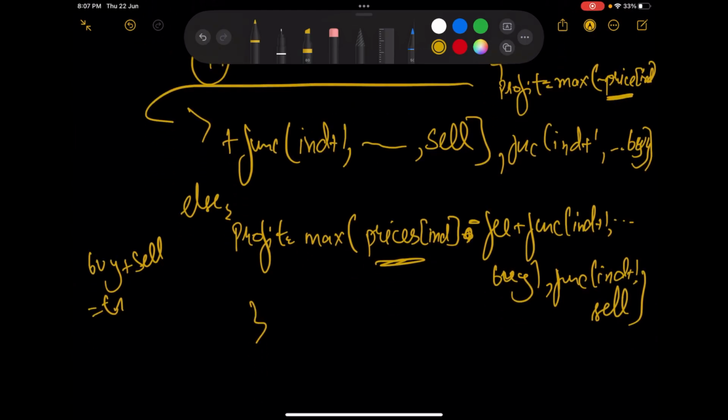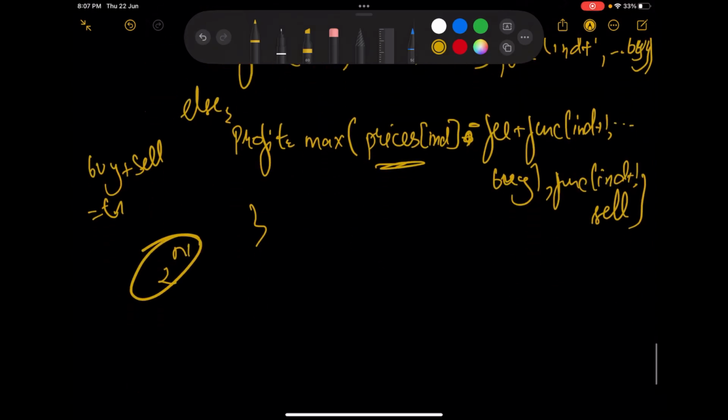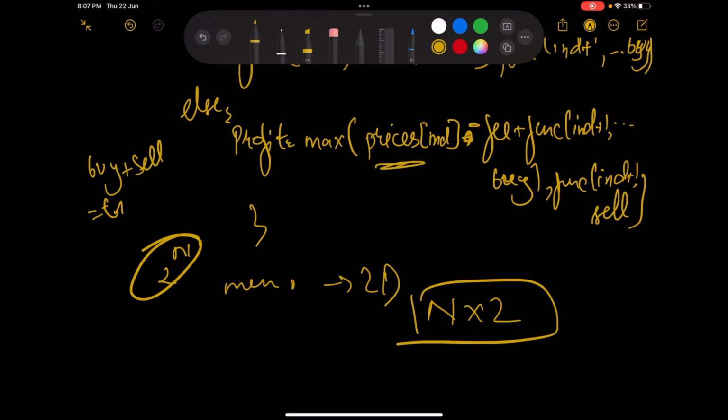Now it will give a TLE since the constraints are high and the time complexity will be high, because we have at max 2 to the power n operations. So we need to memoize it. We will memoize it using a 2D array of size n into 2, and in this video we will do it with n into 2, and in the next video we will be doing a tabulation and we will decrease the extra space needed to n.